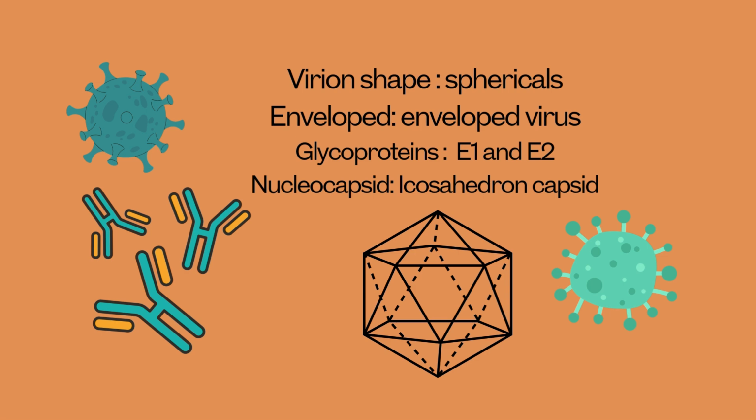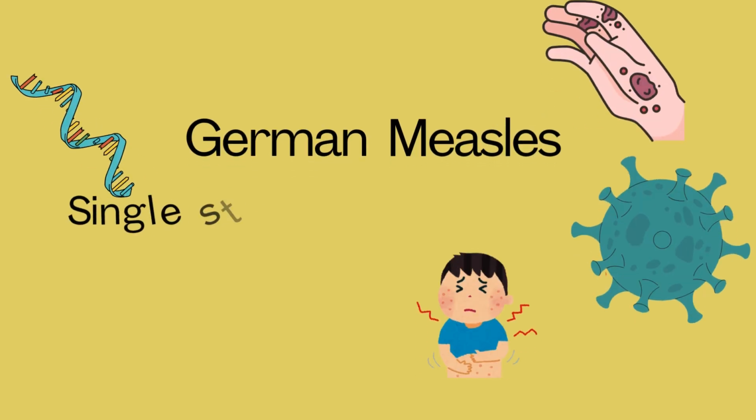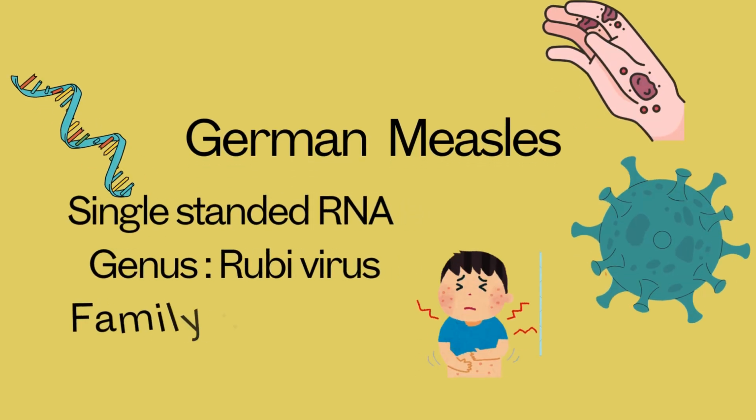So basically, the lipid component of the envelope is from host membrane, and it has glycoproteins, which are generally known as E1 and E2, and it helps the virus to get into the host cell. Then there is nucleocapsid, which protects the genomic material, and it's an icosahedron capsid. Rubella is also known as German measles.